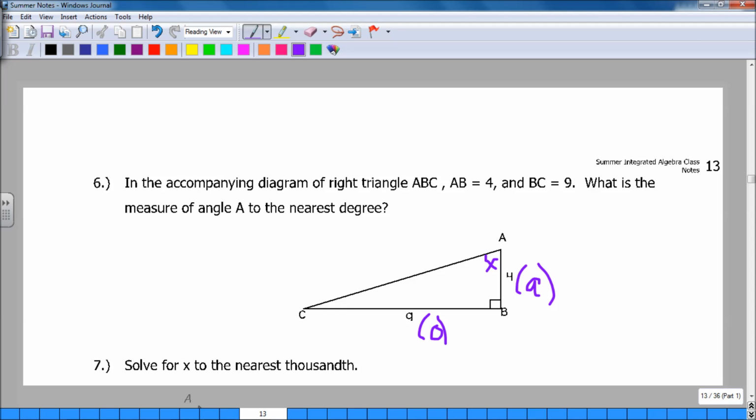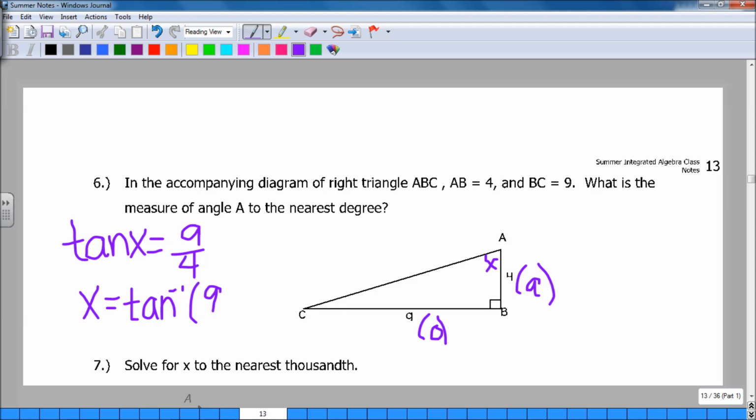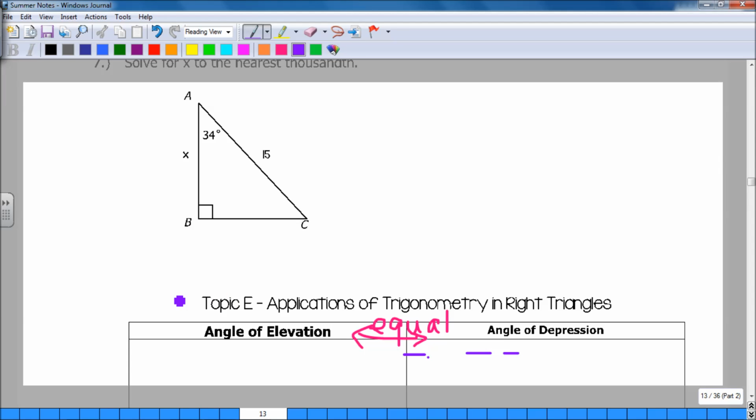All right, so I'm going to say that the tangent of angle X is equal to 9 over 4. So that means that X is equal to inverse tangent of 9 over 4, which means that X is approximately equal to, plug it into your calculator, 66 degrees. Okay, and then the last question, number 7.